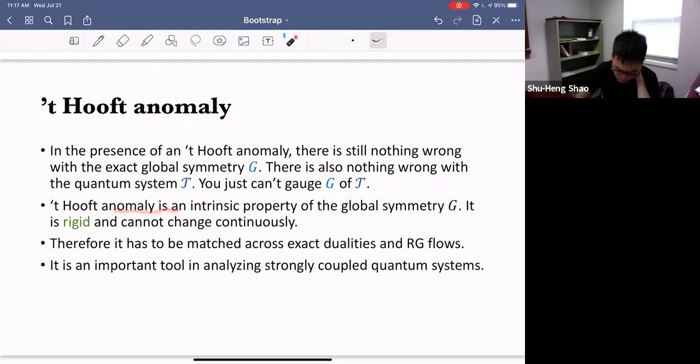Furthermore, the 't Hooft anomaly is an intrinsic property of the global symmetry, and it's generally rigid, namely that it cannot change continuously under RG flow. And that's the reason why it has to be matched between the ultraviolet and the infrared. And that's the reason why it's an important tool in analyzing strongly coupled quantum systems. So for example, the 't Hooft anomaly might be labeled by some discrete number, maybe valued in Z_n. And since it's discrete, it cannot change discontinuously as we go to low energy.